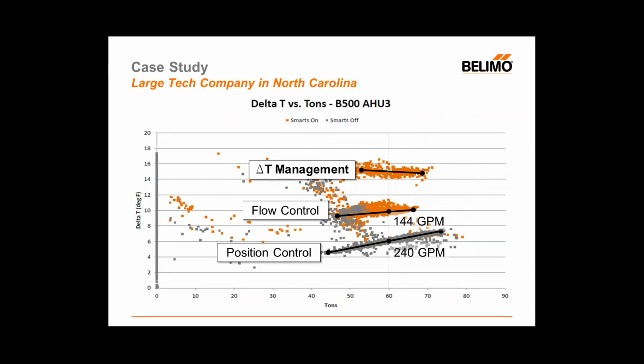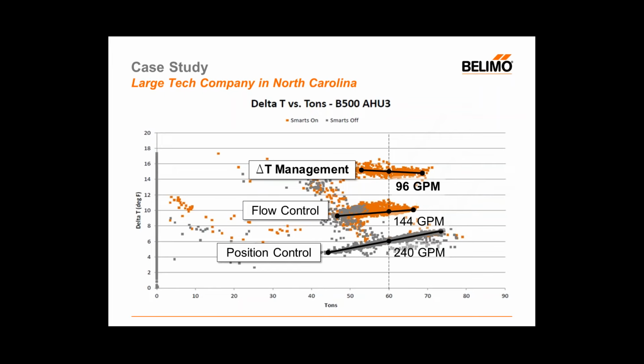When we put delta T management on and get that delta T up to 15 degrees F, we're able to save almost another 50 gallons a minute. So we started at 240 gallons a minute to create 60 tons of cooling with this air handler in this space, and we finished at less than 100 gallons a minute to create 60 tons of cooling. That's 40% of the original flow value.